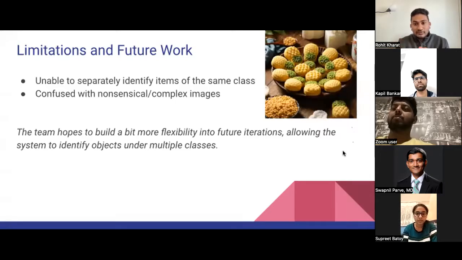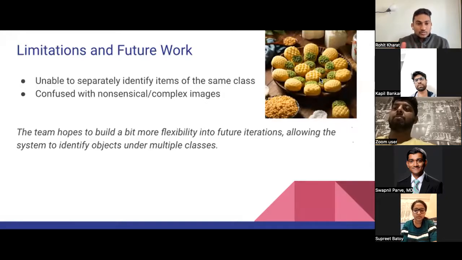And the next drawback we have is, let's say the image in the upper right corner is an image of a pineapple shaped cake, but the algorithm confuses itself, and it detects it as a pineapple. But as we are humans, we know that it is a pineapple shaped cake, and the algorithm fails in that case.